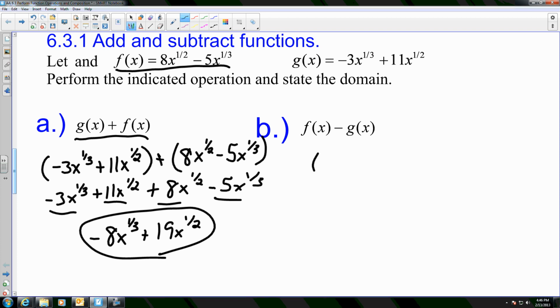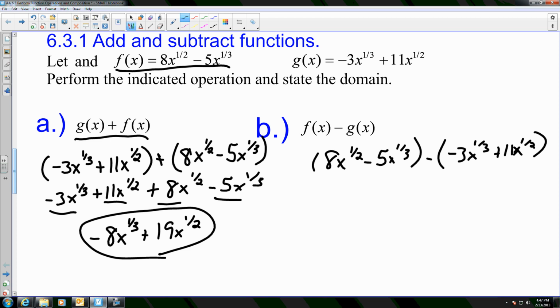So parentheses, f of x is 8x to the 1/2 minus 5x to the 1/3, minus g of x, which is negative 3x to the 1/3 plus 11x to the 1/2. So for my first parentheses, those stay the same, the signs. What's positive is positive, and what's negative is negative. Now that I have a subtraction here, anything in this parentheses, the signs change. So I have a negative 3x to the 1/3, so that means that it's going to be a plus 3x to the 1/3. And since I have a plus 11x inside the parentheses, it's going to be a minus 11x to the 1/2.